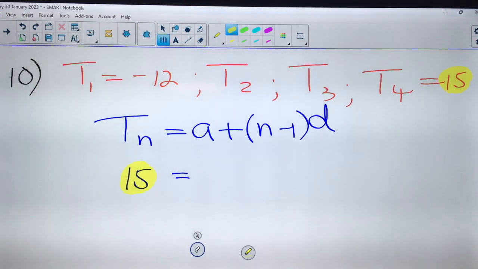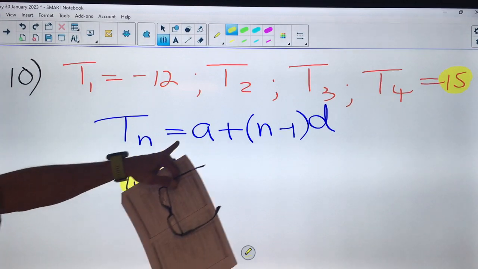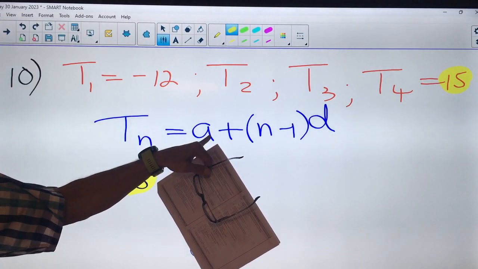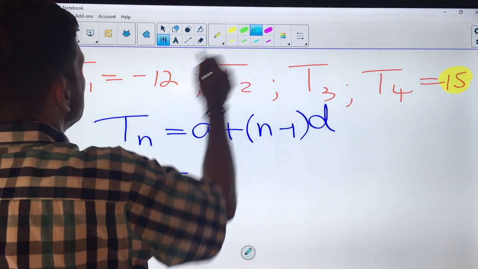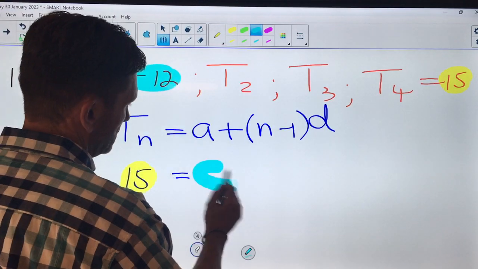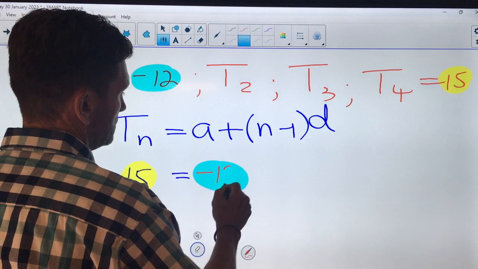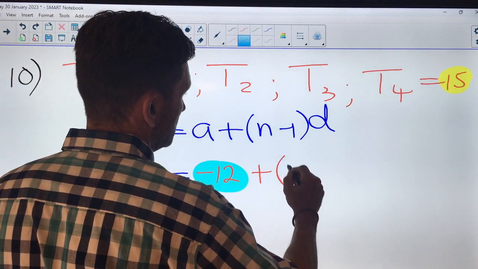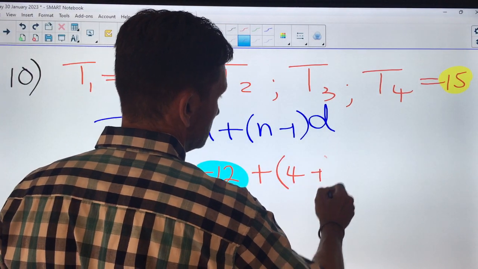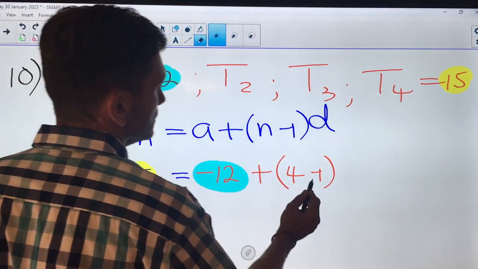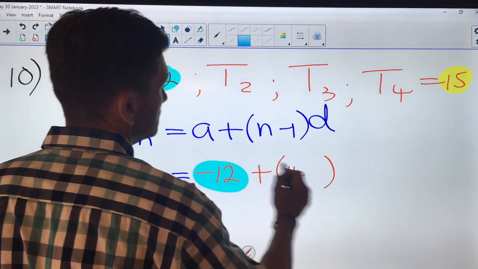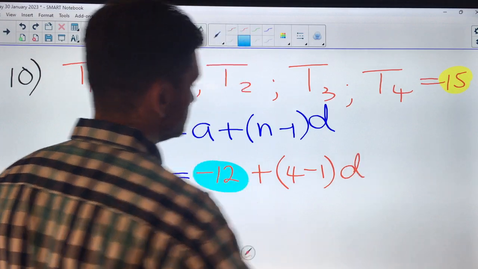So why do you use the fourth one and not the first term, like the negative 12? I am going to use it, but I have the first term as A. A is the first term, so the negative 12 goes here. We know that n is 4. Let me just redo that. Times by the d value.